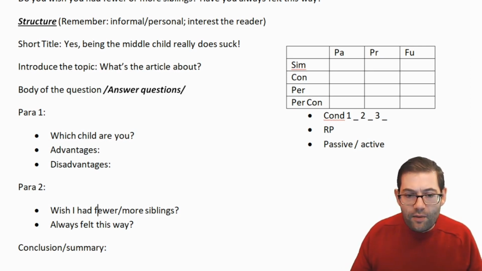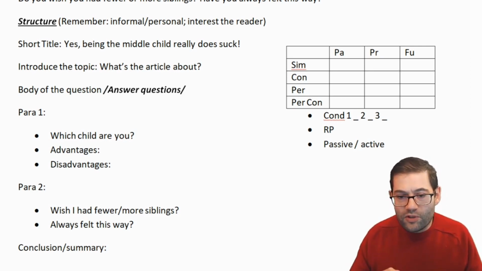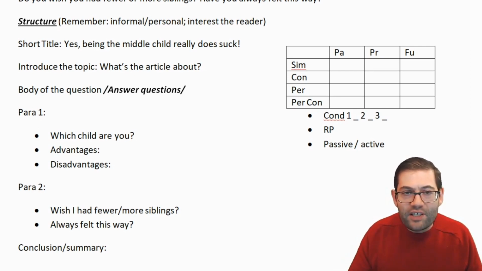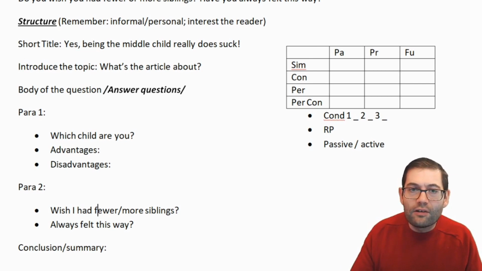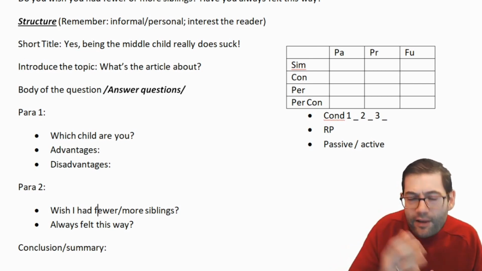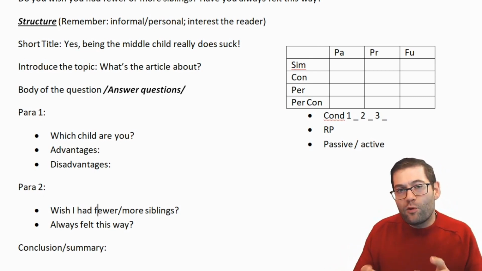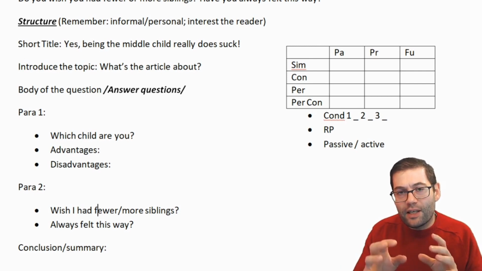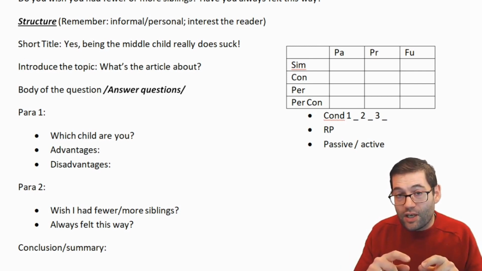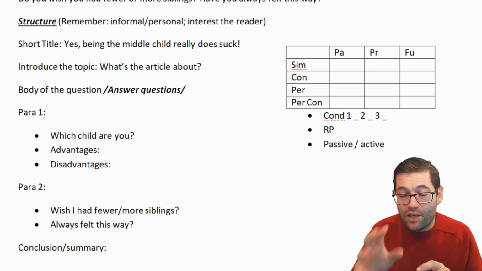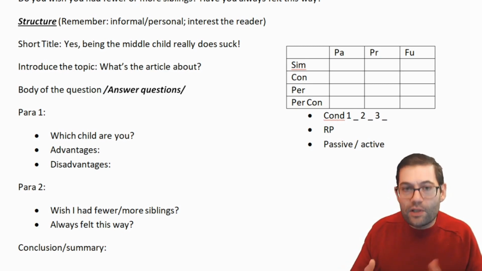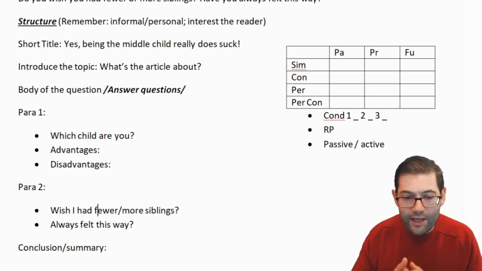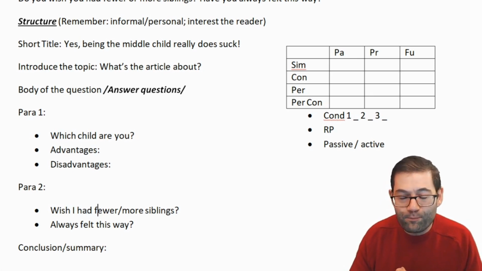So you've got to answer that question, wishing that you had fewer or more siblings. And you be expressive. Say things like "no way," or use an exclamation mark, or things like "I would really love to have extra siblings." If you go back to Rubens Valero, and look at the other links which explain FCE articles, as you'll see in the video description below, there's lots of emotive language that you can use. And similarly, you can use that emotive language for "always felt this way."